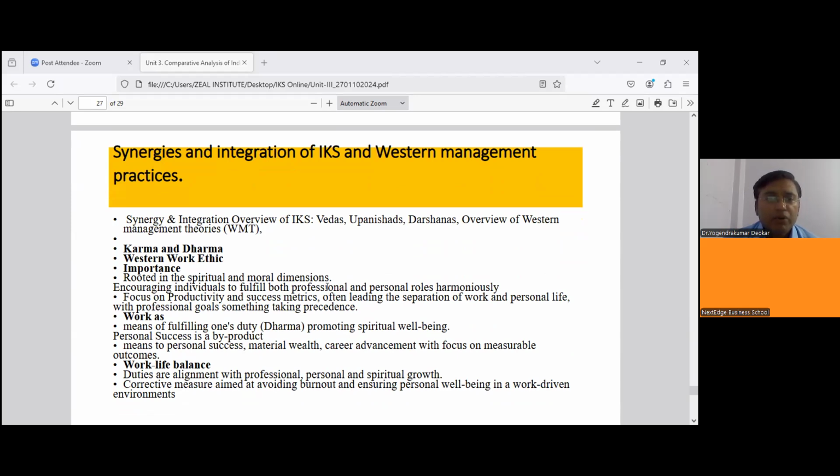Karma, dharma, Western work ethics. Give importance to the job, to the dedicated task. Your karma and your dharma: how to do the things and what to do the things. So these two factors are related to karma and dharma. Dharma means do the things with utmost sincerity. That is dharma. Karma means the assigned task, the task which is given.